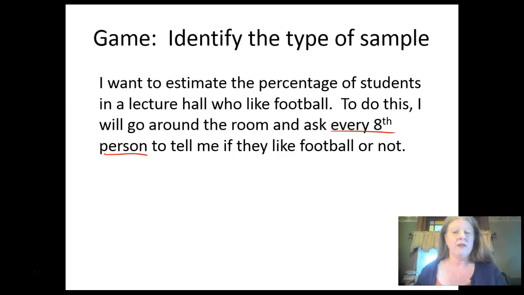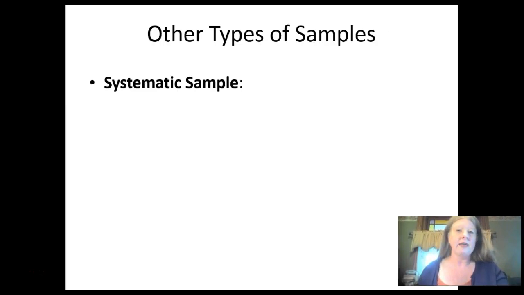Maybe you're thinking, well, could this be a simple random sample? The fact that I'm looking at every 8th person means that not every person in the lecture hall, if we think of all the students in the lecture hall as being the population, has an equal chance of being chosen to be in the sample. You're only going to be chosen if you're sitting in every 8th seat. So that's actually a different kind of sampling method, which is called a systematic sample.